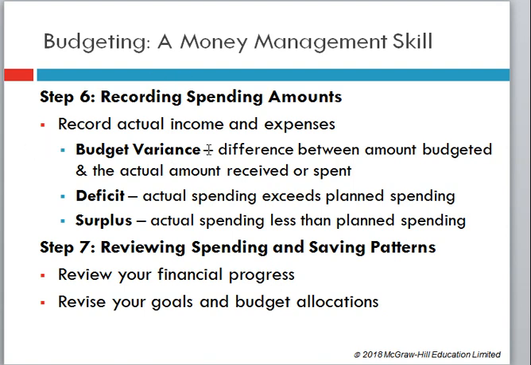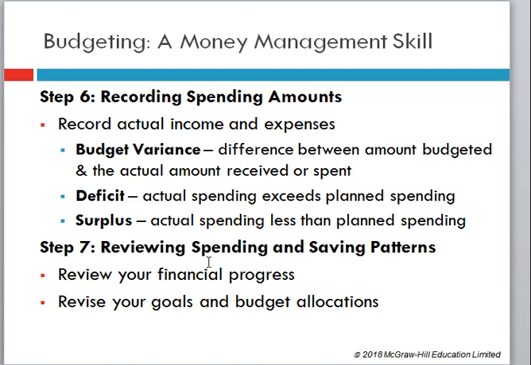So you record actual income and expenses, and then you calculate variance. Variance is the difference between actual figures and budgeted figures. If actual figures are more than budgeted, it's a positive variance, and if actual figures are less than budgeted, it's a negative variance. And you calculate deficit, where actual spending exceeds planned spending, or surplus, where actual spending is less than planned spending.